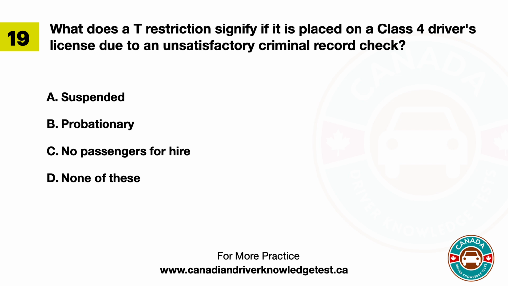Question 19. What does AT restriction signify if it is placed on a Class 4 driver's license due to an unsatisfactory criminal record check? A. Suspended. B. Probationary. C. No passengers for hire. D. None of these. The answer is C. No passengers for hire.